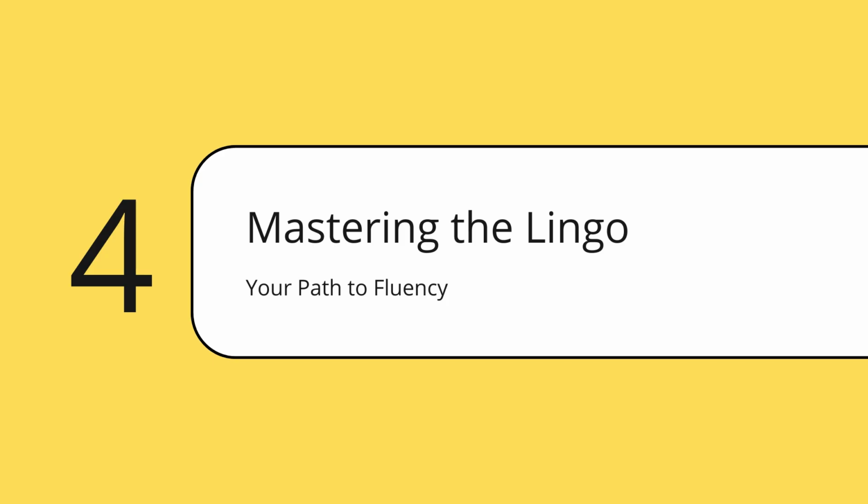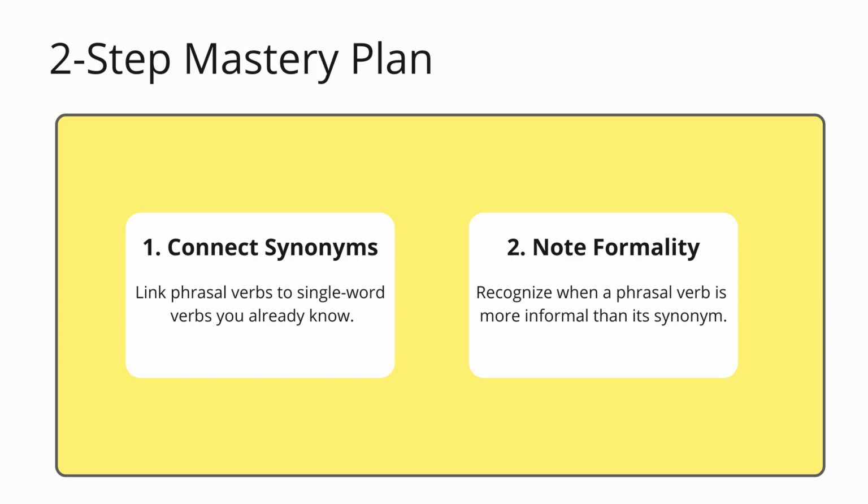All right, so now you get the code. You have the key. The big question is, how do you get fluent in it? How do you go from just recognizing these things to actually using them with confidence? Well, here it is, your simple 2-step plan to mastering this stuff. And again, this is not about memorizing boring lists. It's all about making smart connections inside your brain.